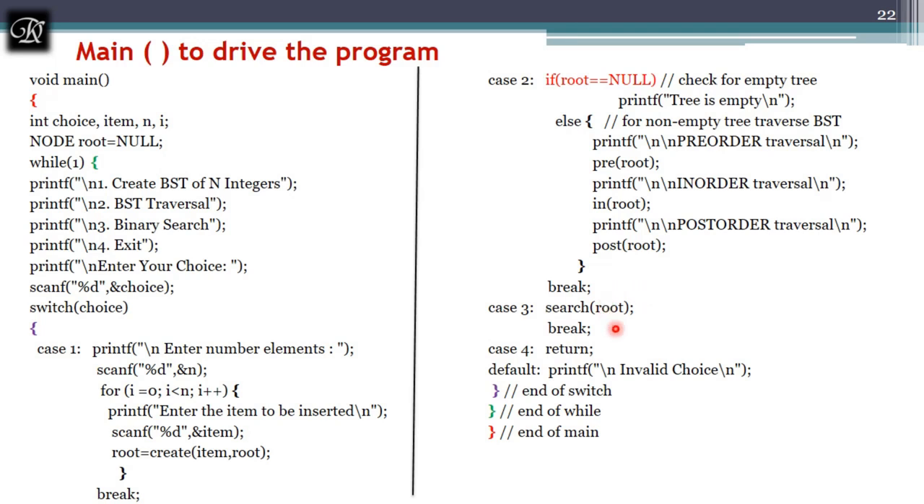And next, if you are going to search for an element, it's going to call a search function by giving the root, and where it's going to ask you to enter the key element, and whatever key element you have entered, the search will happen based on that. And if it is able to find the given key in the tree, if it exists, it gives you a successful message. Otherwise it's going to give you an unsuccessful message.